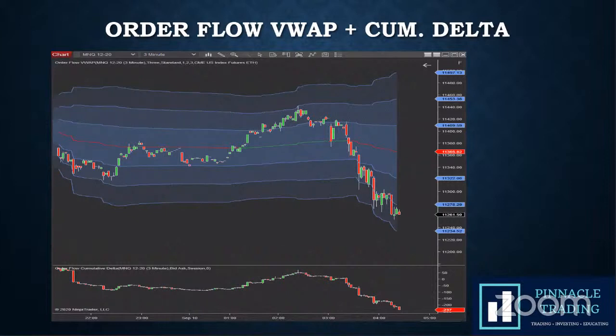Let me just start with this slide here, the order flow VWAP cumulative delta. So again, this chart is a little bit old. Full disclosure, I didn't really feel the need to update the charts, because if we have time, I'll do a little bit of a screen share on the current market, and I'll show you how my charts look now.